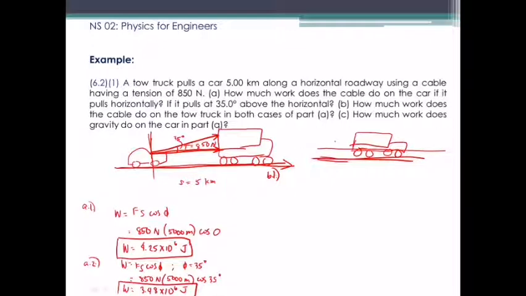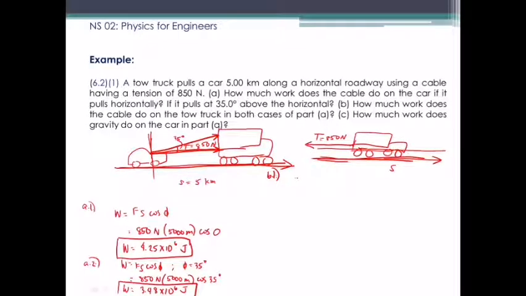Since it is a cable, straight horizontally, the tension pulls away from the truck, which is 850 newtons. As you can see, we are pulling the truck, so our displacement is along x, toward there. That is the displacement, and our force, or the tension, is going to the right.